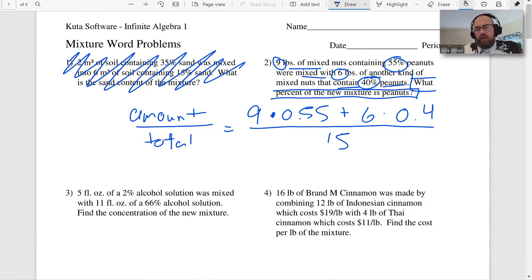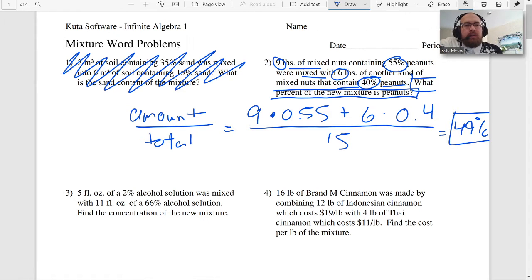So if you are not allowed to use a calculator, sorry, I'm not going to show you how to do this without a calculator. You would just kind of multiply it out by hand. That's not what I aim to accomplish in this video. So if you're curious, the amount at the top should be 7.35. That's the total amount of pounds of peanuts divided by 15, the amount of everything. And I get 0.49, or 49%. And there we go. That's the answer.